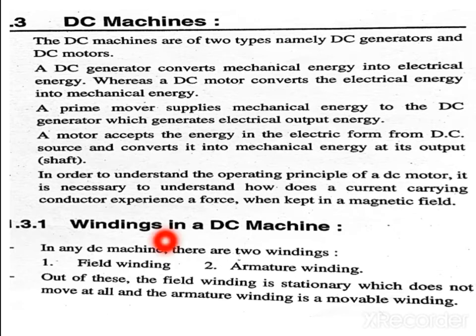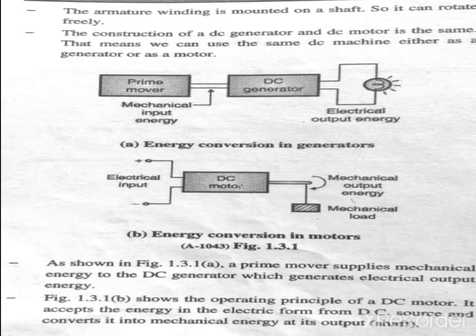The field winding is placed on the stator and the armature winding is placed on the rotor, so the field winding is stationary in nature and the armature winding is rotating in nature. To rotate the armature winding freely, it is mounted on the shaft. The construction of DC generator and DC motor is shown here. The construction of both the machines is the same.